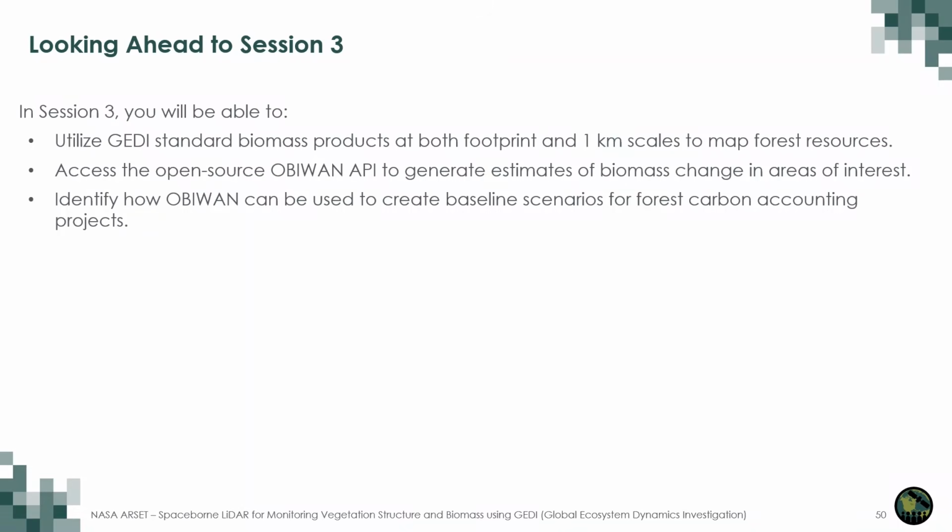In Part 3 of this training, you will be able to utilize GEDI standard biomass products at both footprint and 1 kilometer scales to map forest resources. You'll be able to access the open source OB1 API to generate estimates of biomass change in areas of interest. You'll also be able to identify how OB1 can be used to create baseline scenarios for forest carbon accounting projects.